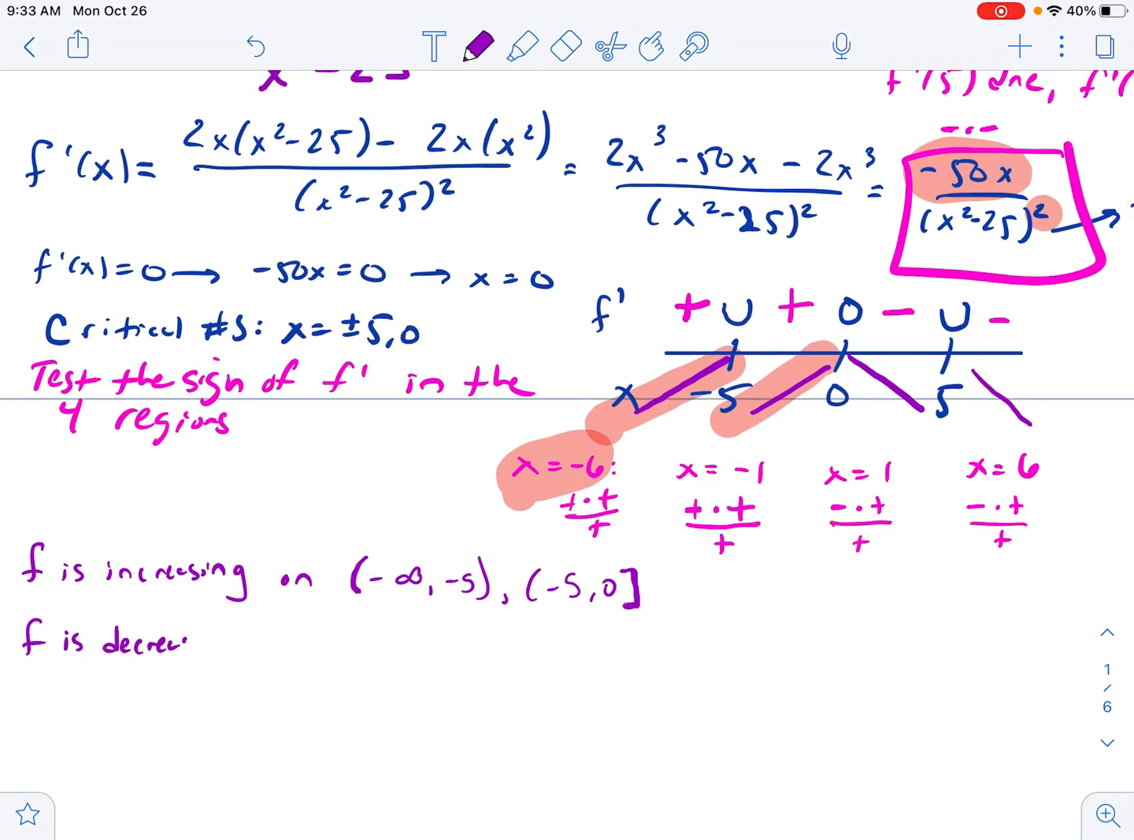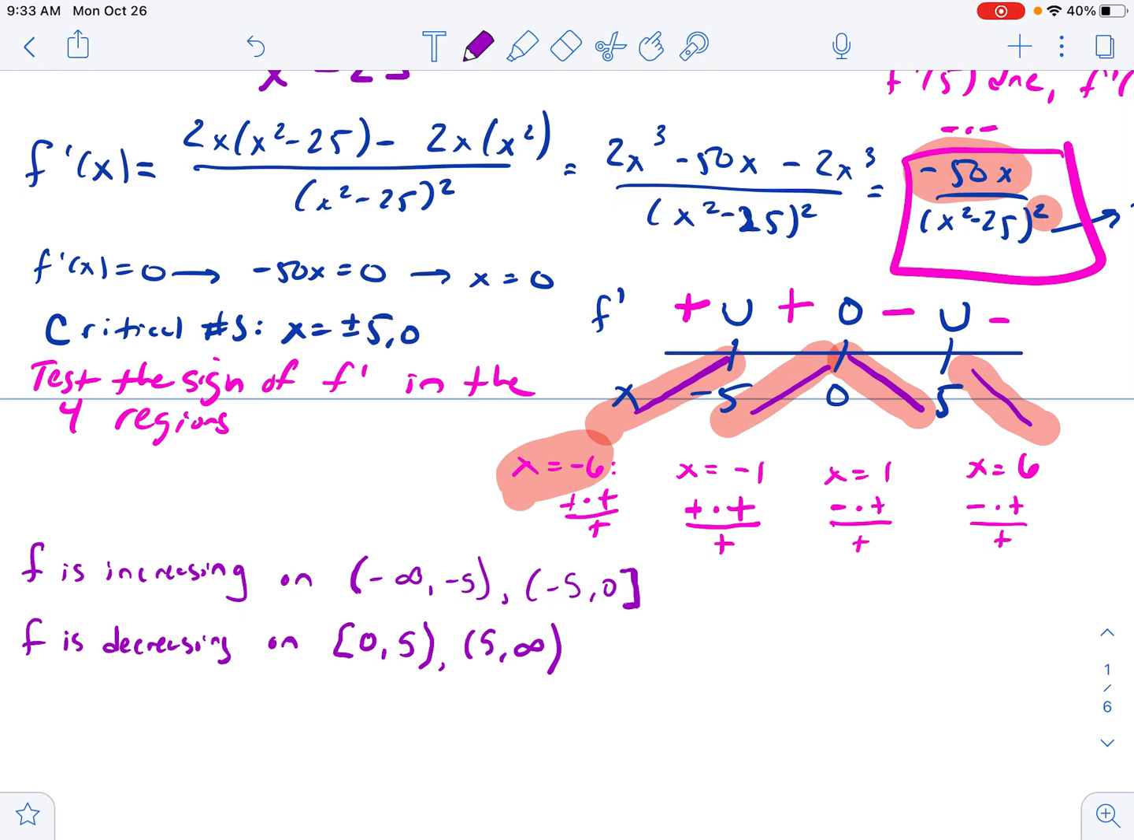F is decreasing when the derivative is negative, and that was from 0 to 5. We include 0 but not 5 because the function's not defined at 5. And then again, it's decreasing from 5 forever, so from 5 up to infinity. That's where the function's increasing and decreasing.